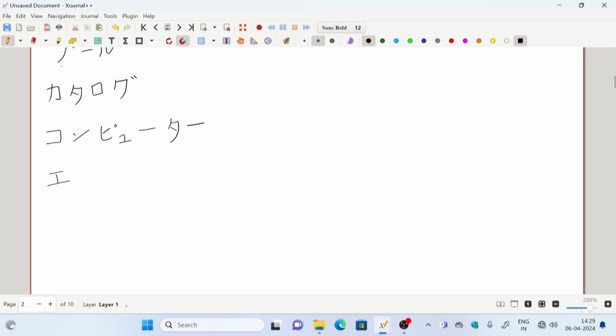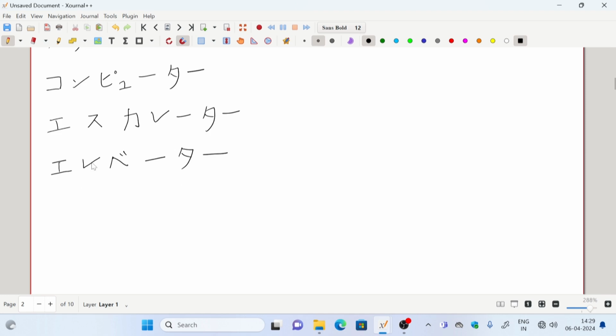Escalator would be a, su, ka, re, ta, escareta. So re is elongated and ta is also elongated. Escareta is escalator. Next is erebeta. A, re, be, elongation, ta. Erebeta, that is elevator.